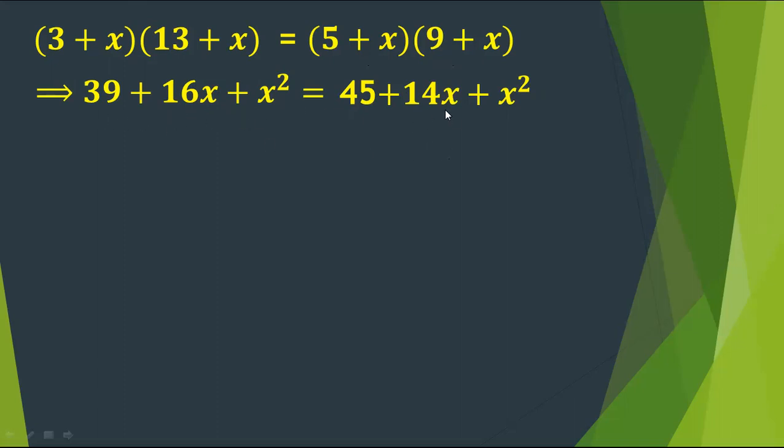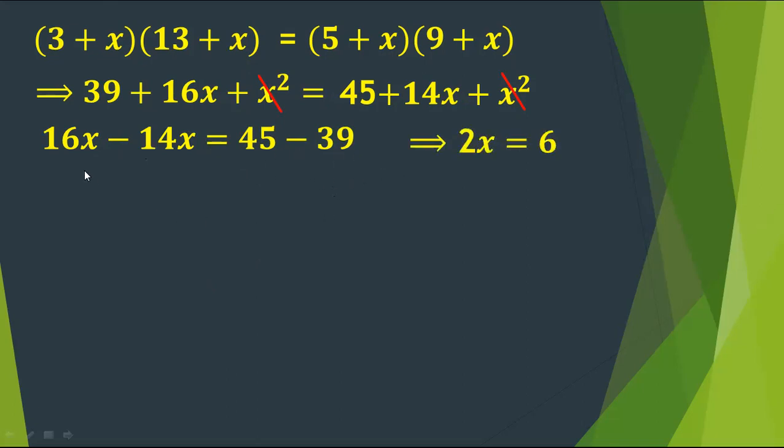Left hand side equals right hand side. Then we can cancel x power 2 and x power 2, and put x on one side and the numbers on the other side. Then 16x, transform 14x with negative sign, minus 14x equals 45 minus 39, so 2x equals 6. 2 is the coefficient of x, divided by 2, then x equals 3.